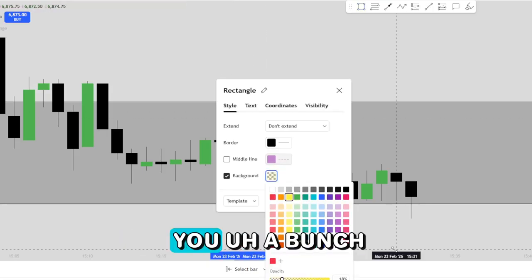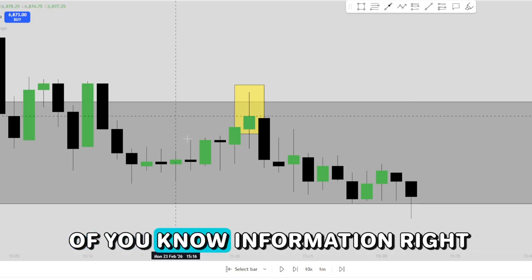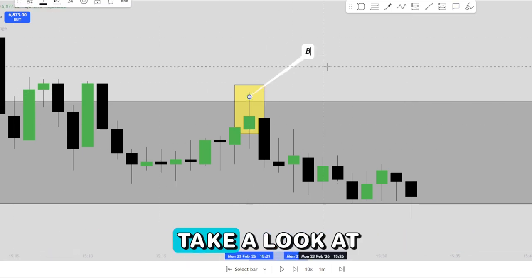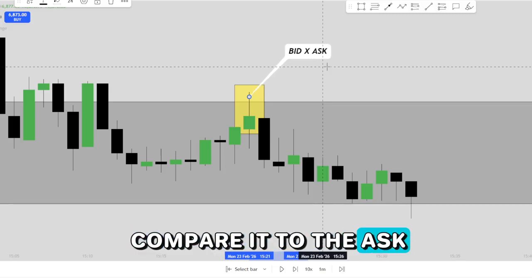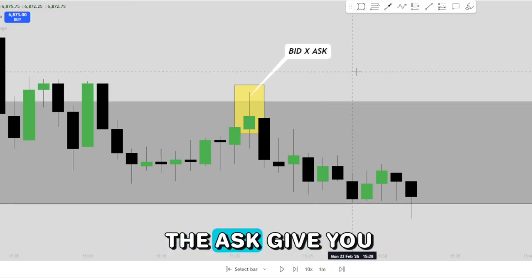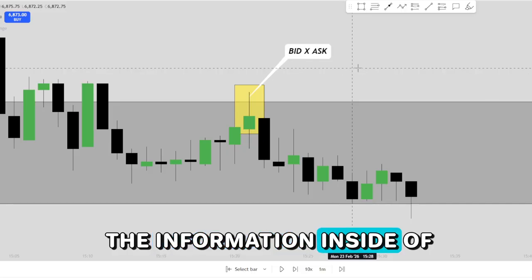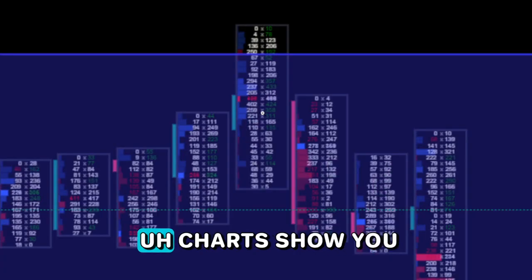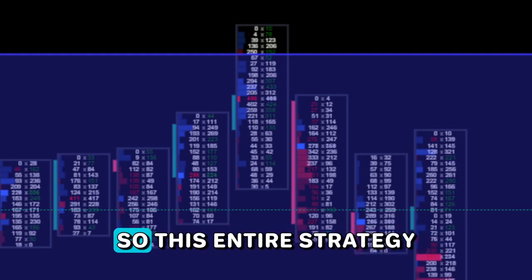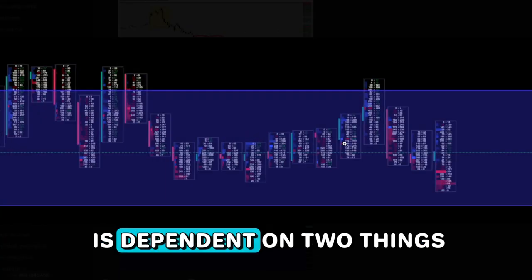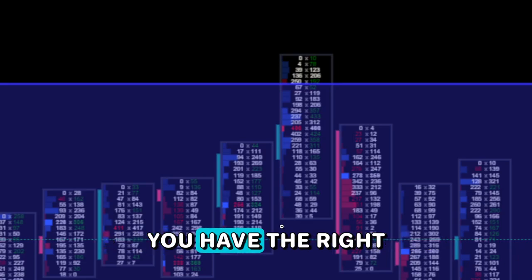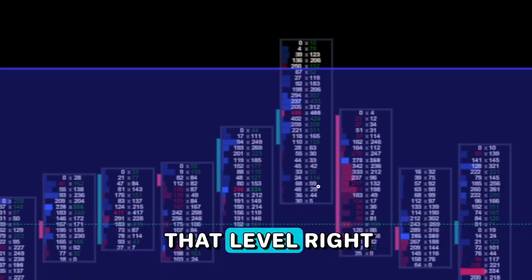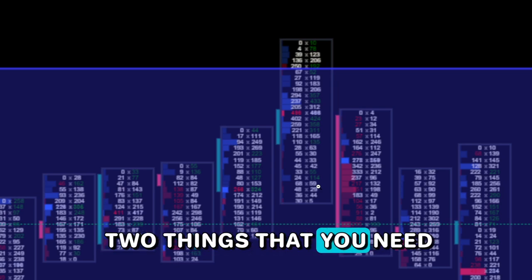So this candle gives you a bunch of information. This candle tells you basically one thing. If you just take a look at the bid and compare it to the ask, the bid and the ask give you the information inside of the candles. This is what this chart shows you. This is the footprint chart. So this entire strategy is dependent on two things: you have the right level, and you know how to read price action correctly inside of that level. These are the only two things that you need.